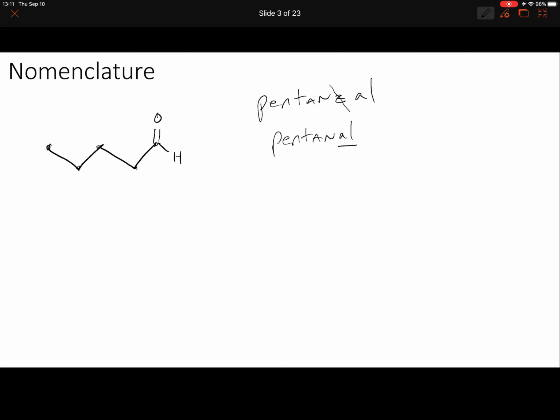Because the carbonyl group of an aldehyde can only be at the end of a parent chain, we can't put the C double bond O anywhere else. If we put it here, it's no longer an aldehyde. Now it's a ketone because the two things attached to that carbonyl carbon are both carbons. One of them has to be a hydrogen for it to be an aldehyde. So since they can only go at the end, the numbering will always start with that carbon as number 1. So there's no need to put a number in front of a name, like 1-pentanal. It can only be pentanal, so we don't need to say that.